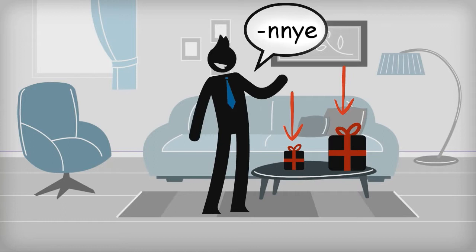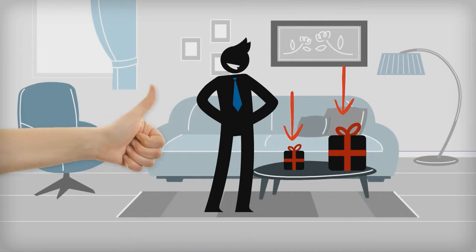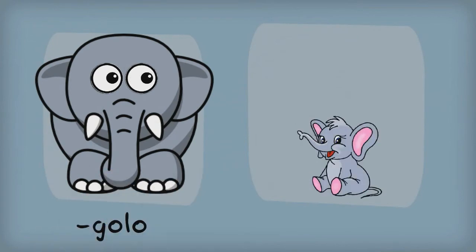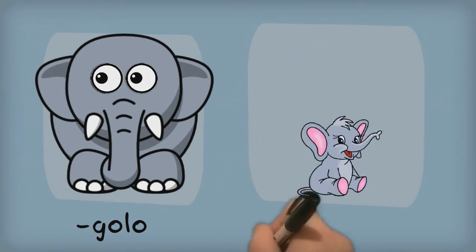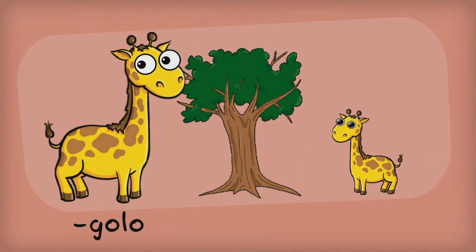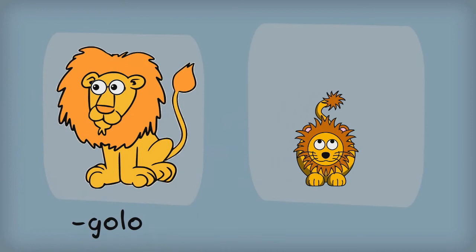Oh, we're learning how to use big and small in Sesotho to describe some things. Are you ready, kids? So, what is the word for big in Sesotho? That's right, it's kholo. And what is the word for small in Sesotho? Very good, it's nye. So big is kholo and small is nye. Big kholo, small nye.